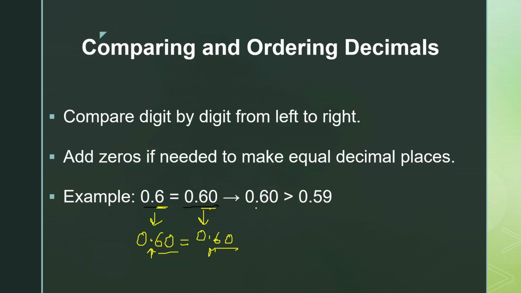Now let's see how 0.60 is greater than 0.59. Again, how to compare it? The whole number is 0 in both cases. So we'll focus on the numbers coming after the decimal. In the first, it is 60 and in the other, it is 59. We already know 60 is greater than 59. So we put that 0.60 is greater than 0.59.